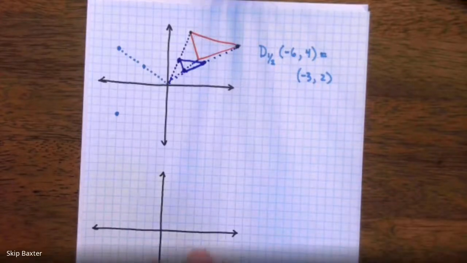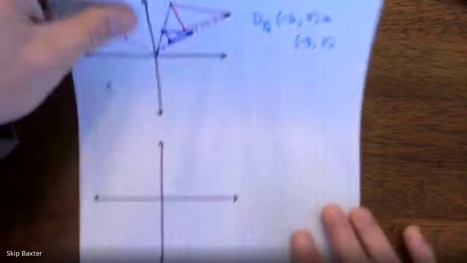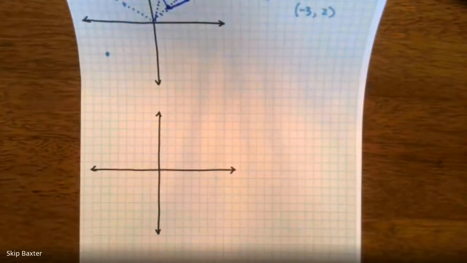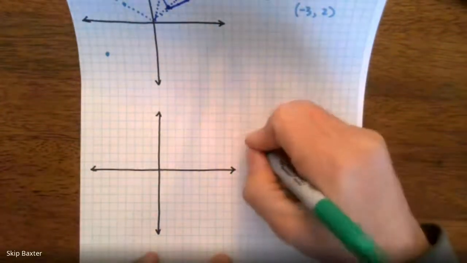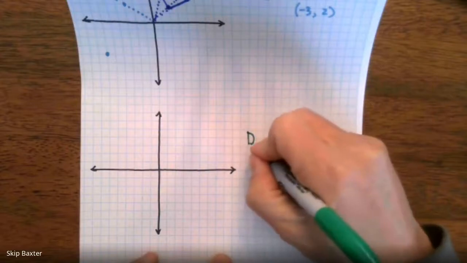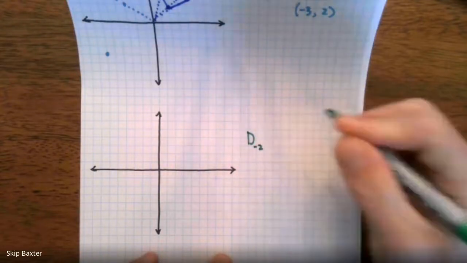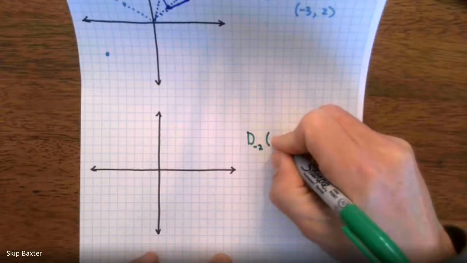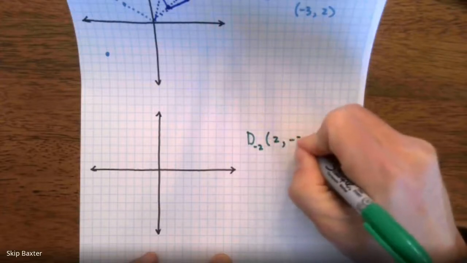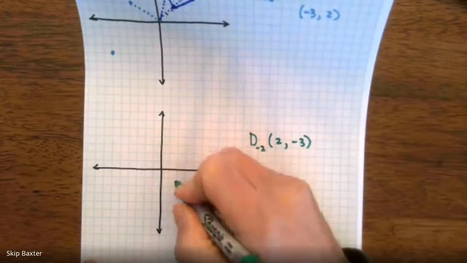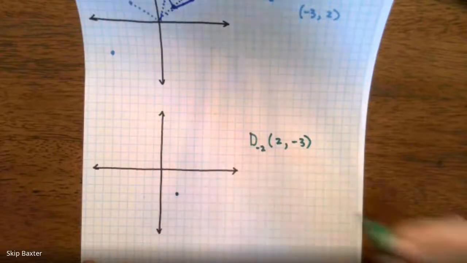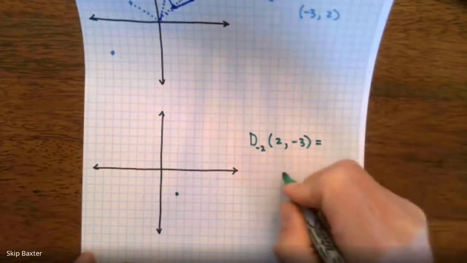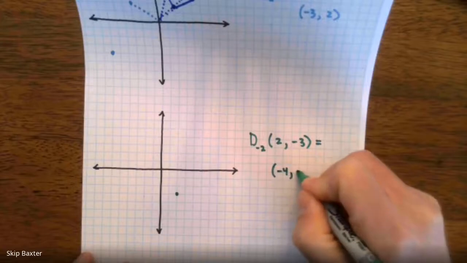Okay. Let's do one more example. So let's just look at what happens if it's negative. What if I had a dilation by scale factor negative 2, let's say, of the point (2, -3). Okay, so (2, -3) is here, right? If I dilate by negative 2, I end up getting (-4, 6), right?